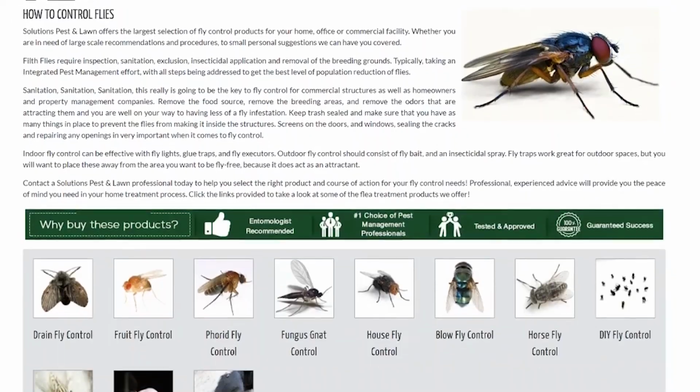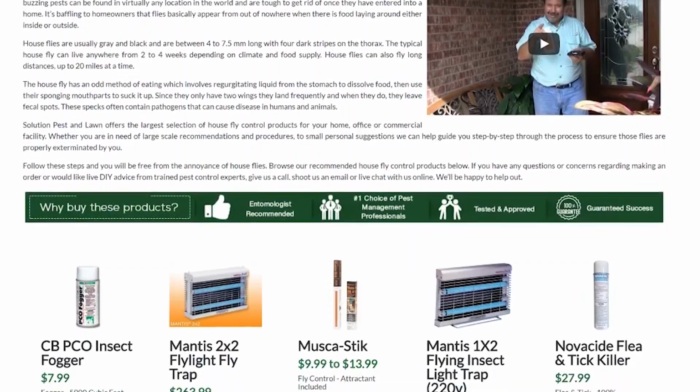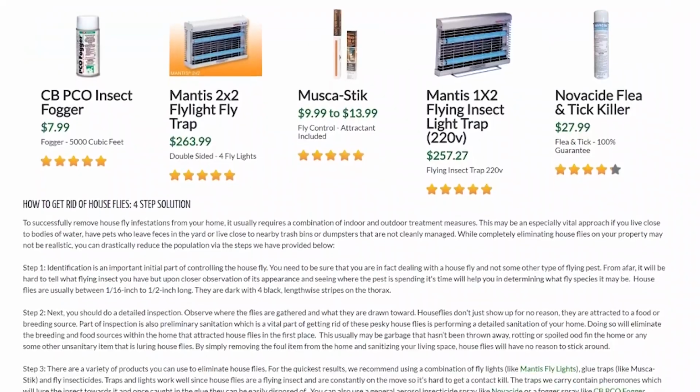So today I'll go over some tips on how to identify one fly over the other and some general steps you can take to put a dent in your fly infestation. If you know which fly you have, visit our website where you can find categories for common flies with in-depth guides and recommended professional pest products to get rid of them.